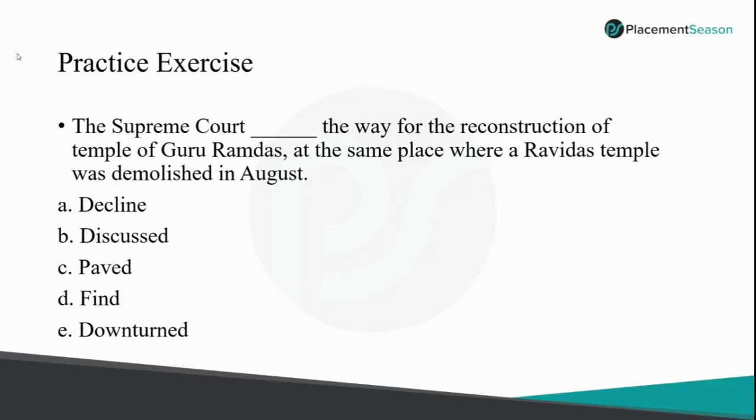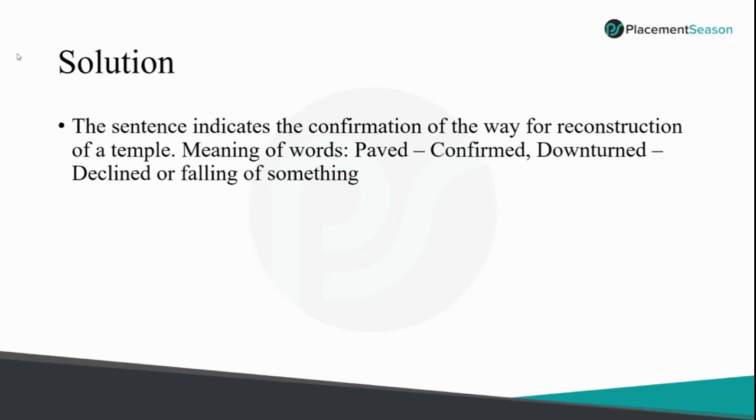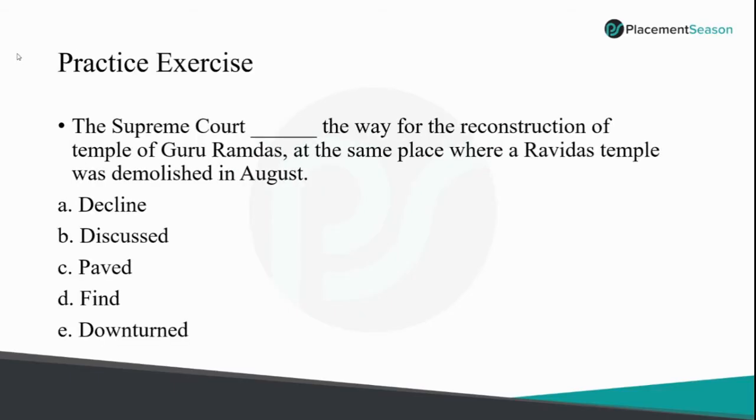Done. So now let's see the answer. This indicates the confirmation of the way for reconstruction of the sentence. This is the meaning of the sentence: it's confirming that a temple can be constructed. It is easy for you to understand the meaning of decline, discussed, find.